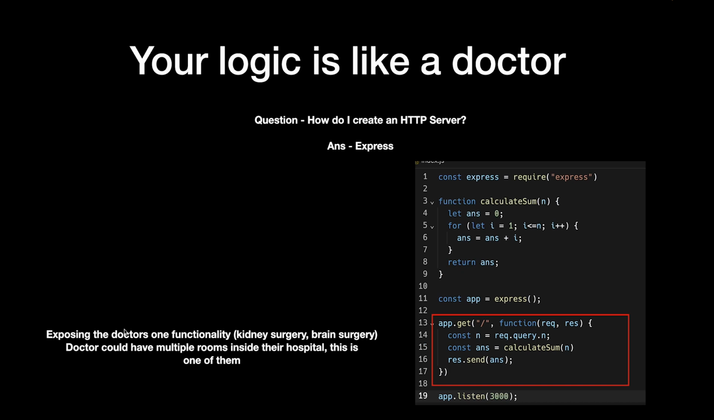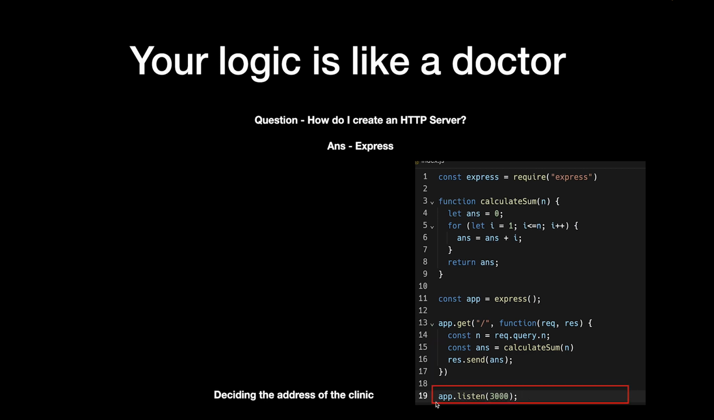This is exposing the doctor's one functionality, kidney surgery, brain surgery, whatever that might be. Doctor could have multiple rooms inside the hospital. This is just one of them. So this is just one, not exactly room, but one functionality of the doctor. Okay, doctor can calculate the sum. That doctor might be able to do something else. They can calculate the sum of two numbers, or they can calculate whether or not a string is a palindrome. Any algorithm that you've written, the doctor can expose, and this is one way to expose it.